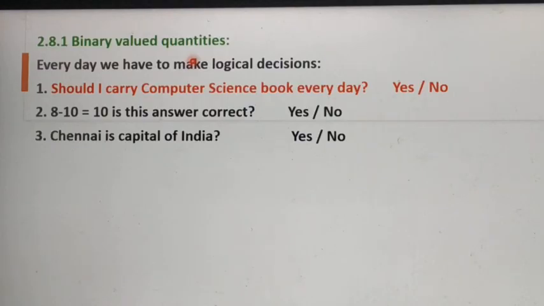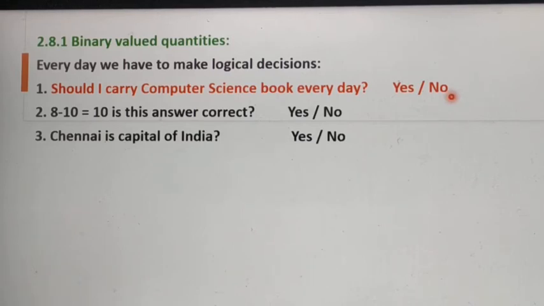Next we can see binary valued quantities. In our daily life we take various logical decisions in the form of yes or no. Here are three simple examples of yes or no logical decisions. The first one is, should I carry my computer science book every day? Here we have only two possibilities. If it is yes, we take the decision yes, else we take the decision no. Yes means true, which is 1. No means false, that is 0.